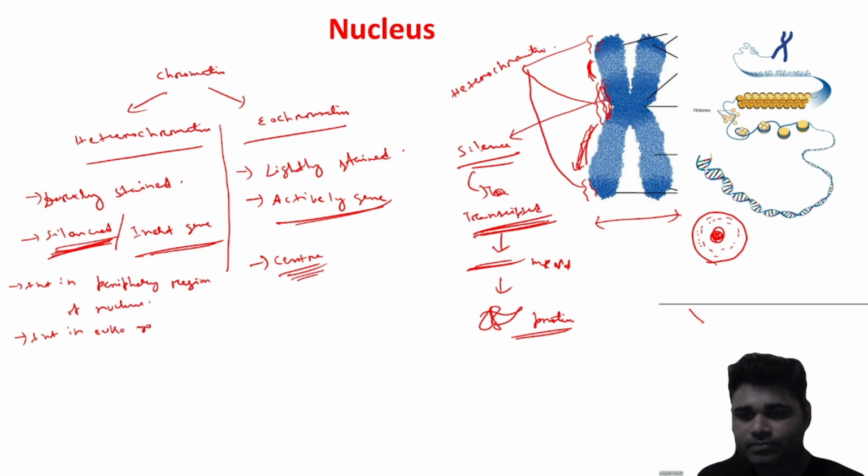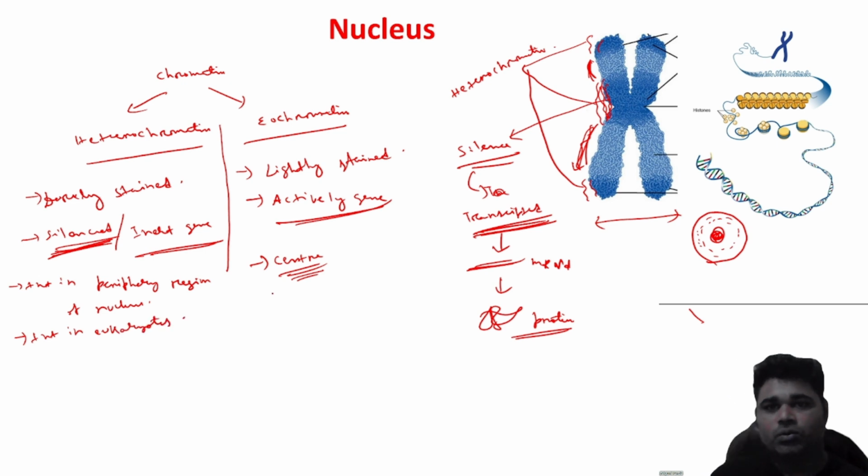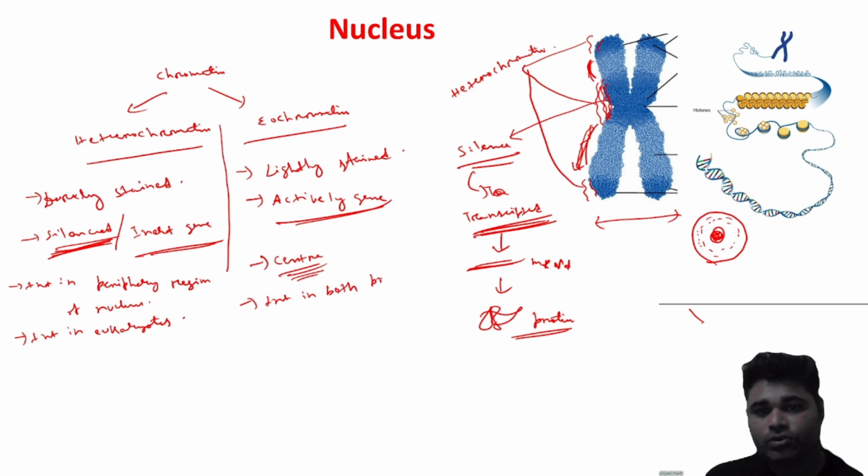So now the heterochromatin is present only in the eukaryotes, while the euchromatin is present in both prokaryote and eukaryote. Okay.